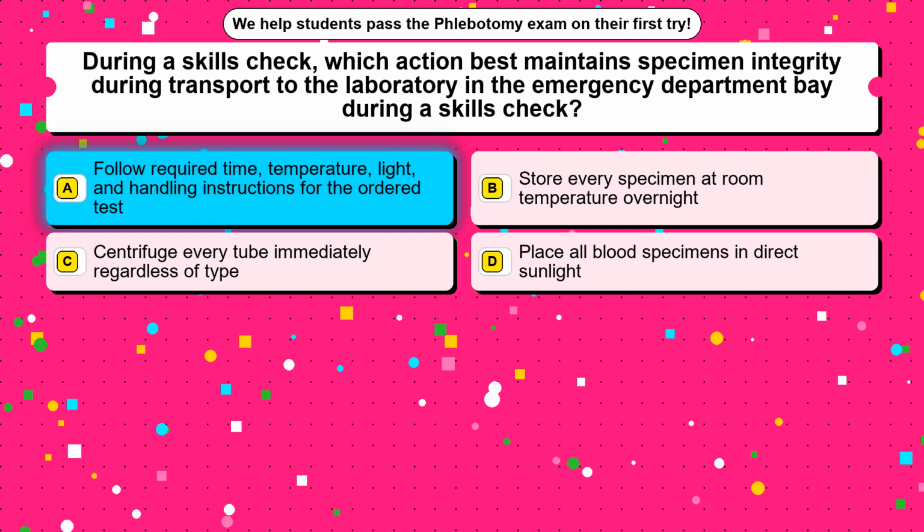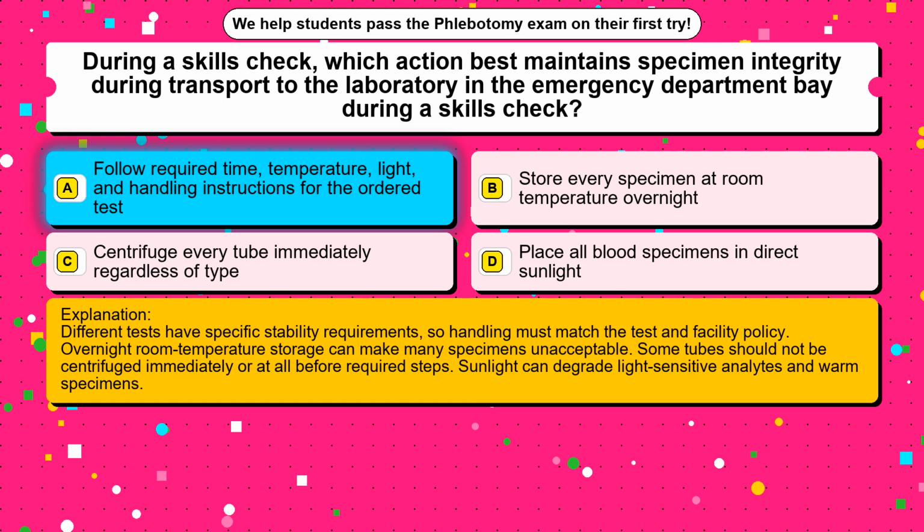Follow required time, temperature, light, and handling instructions for the ordered test. Different tests have specific stability requirements, so handling must match the test and facility policy. Overnight room temperature storage can make many specimens unacceptable. Some tubes should not be centrifuged immediately or at all before required steps. Sunlight can degrade light-sensitive analytes and warm specimens.